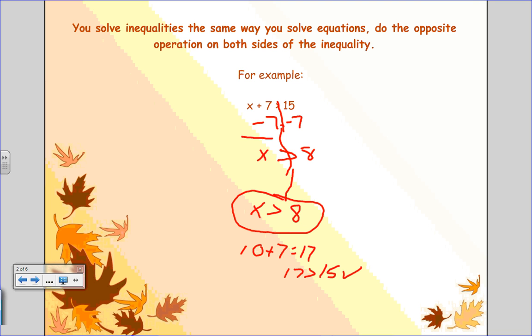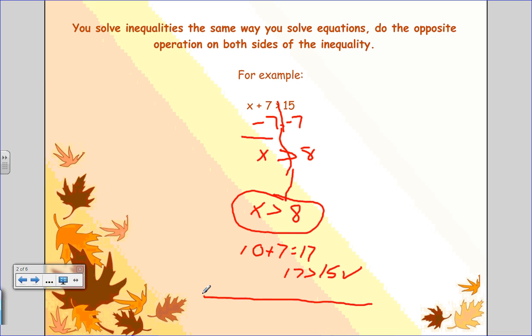So that's how I'm going to do my check here. It's not an exact answer. I don't want to plug in 8 and get 15. I want to plug in something that's higher than 8 and get an answer that's higher than 15. Okay? Then I do need to graph my solution. So I'm going to make a number line.